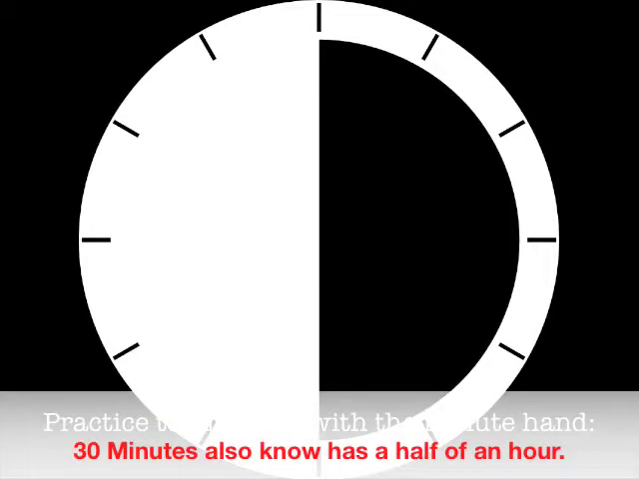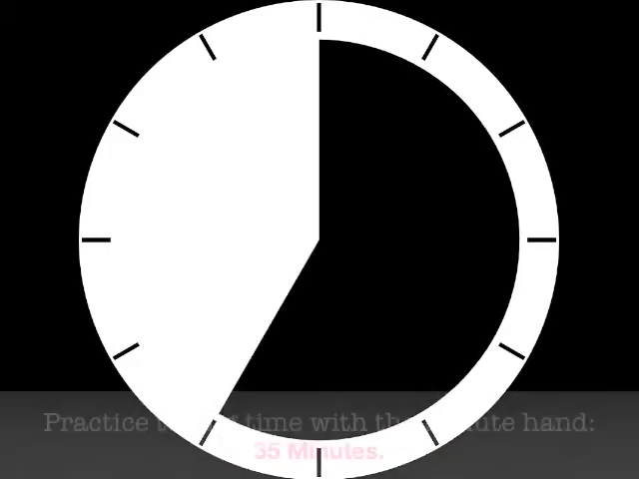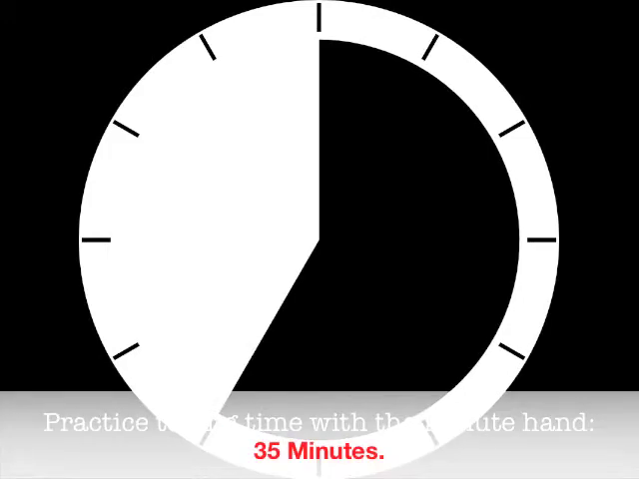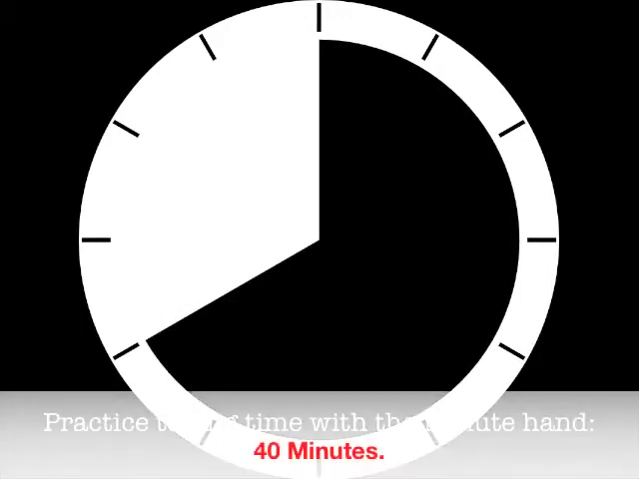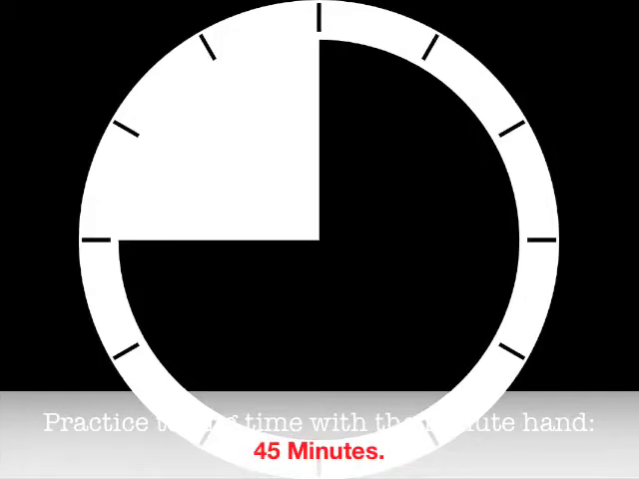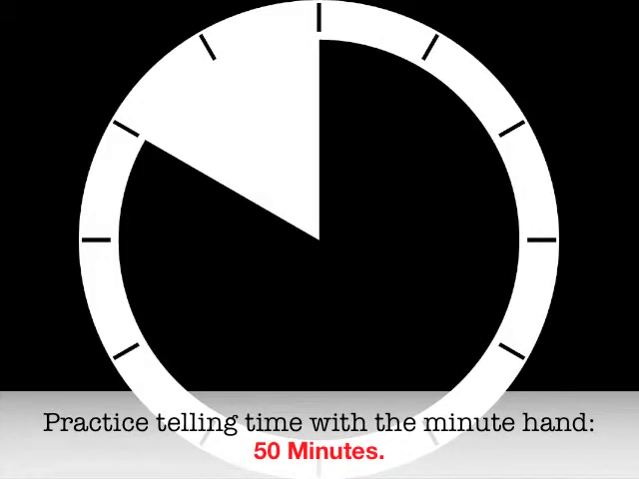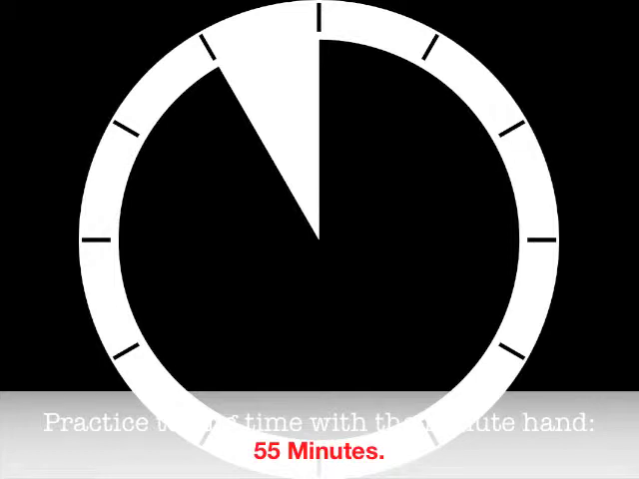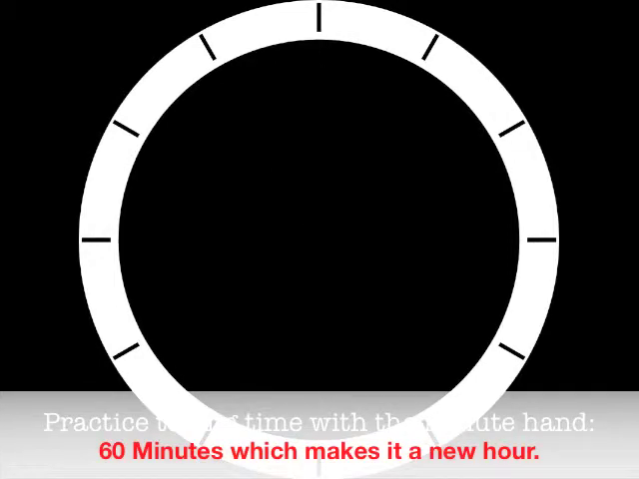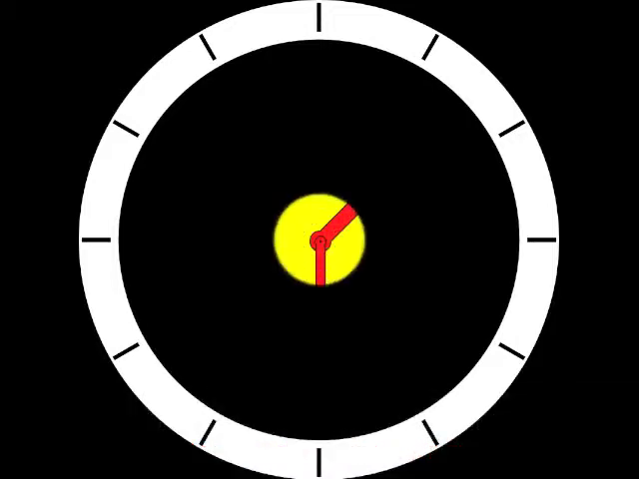The 6 on the clock represents 30 minutes, which is also known as a half of an hour because we're halfway back to the top, to 12. The 7 on the clock represents 35 minutes past the hour. The 8 on the clock represents 40 minutes. The 9 on the clock represents 45 minutes. The 10 on the clock represents 50 minutes. The 11 on the clock represents 55 minutes. The 12 represents 60 minutes that have been completed. So we're at the top, starting a new hour.